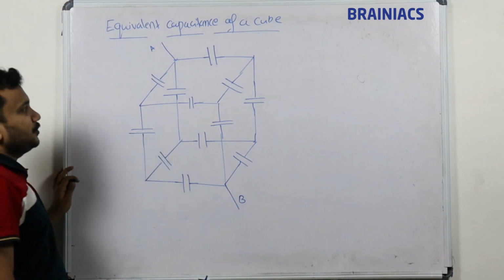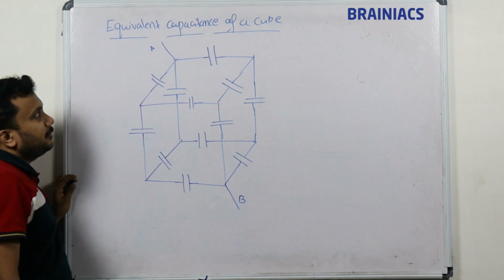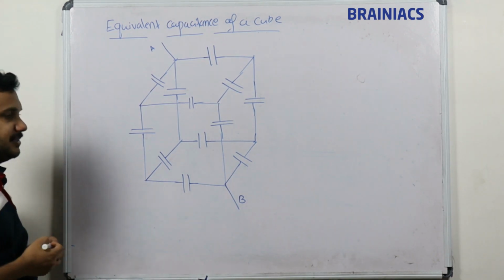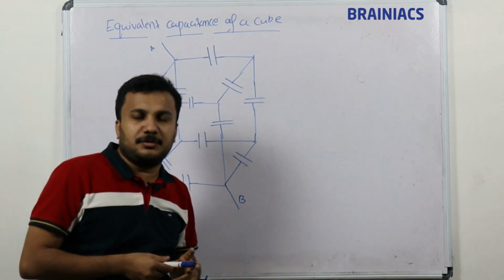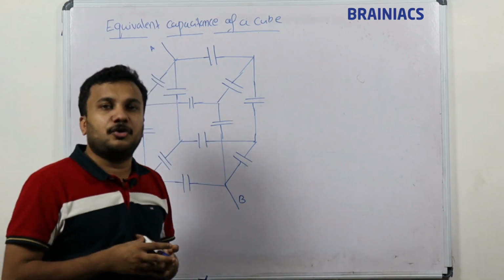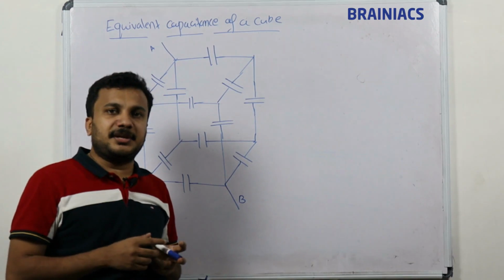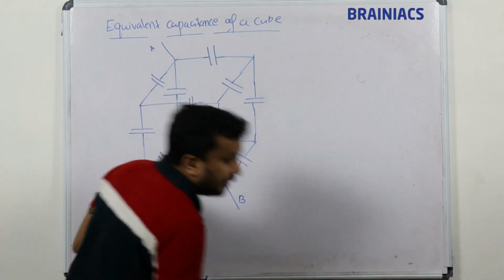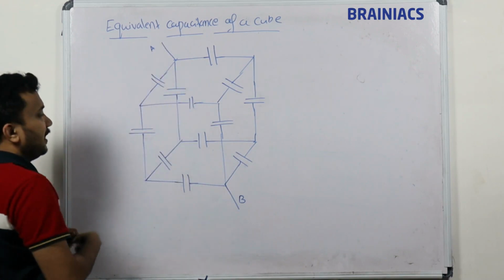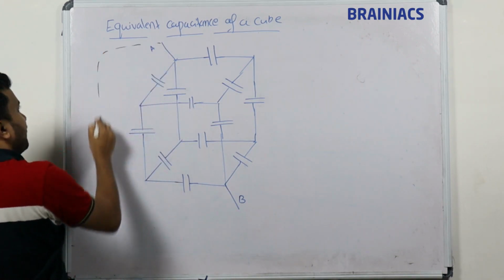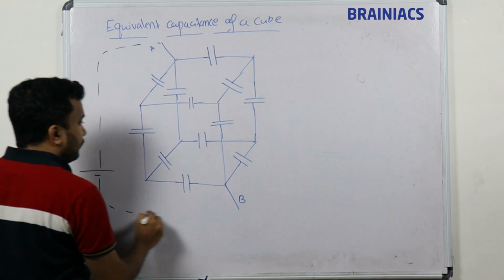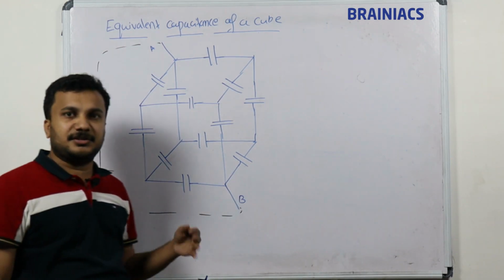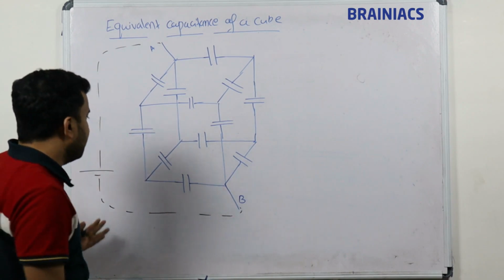Now the question is asking what is the equivalent capacitance between A and B. How we solved the same topic for a non-Wheatstone's bridge, the same way here also we are going to solve it. So first we will assume we connect a voltage source between A and B. This dotted line is the extra thing which I have connected. I am supplying the voltage.